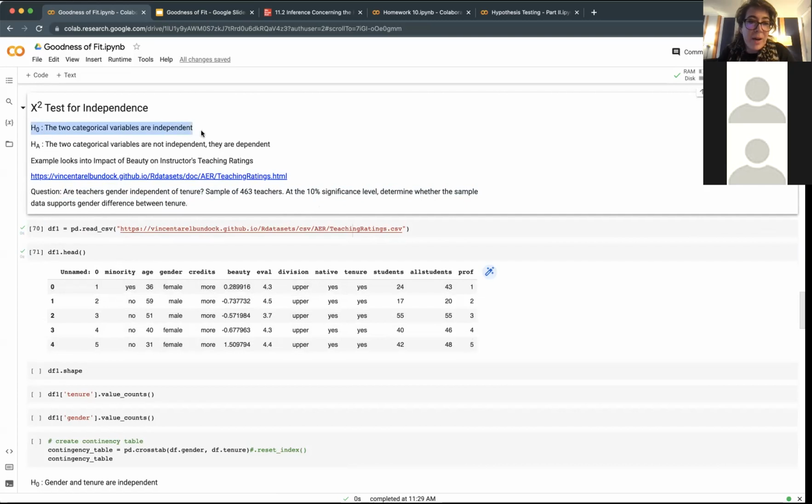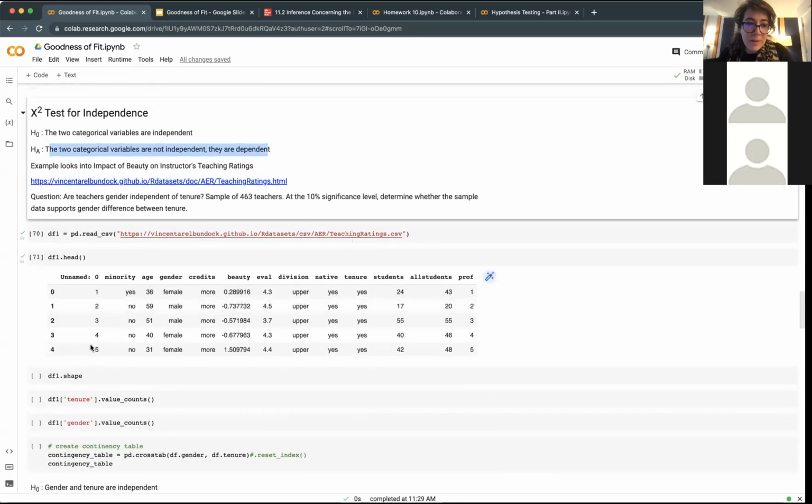So our null hypothesis is that gender and tenure are independent of each other, that they do not have any relationship, compared to our alternative that they are dependent on each other, so that there is a significant difference between teachers who receive tenure depending on being male or female.